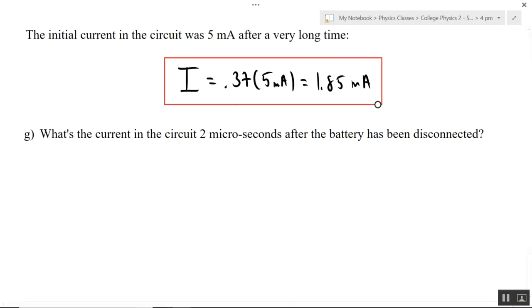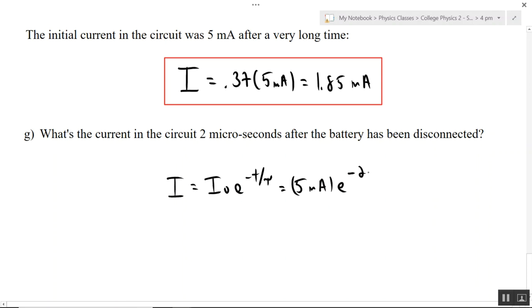So the equation you use if you're not at the time constant is I0 times e to the minus t over tau. So it's 5 milliamps, because that's the current you start with, times e to the 2 over 1.5. So once again, as long as they have the same units, either microseconds, milliseconds, seconds, whatever, they cancel out, which is what you want to have happen, and you can leave it in microseconds. Okay, so this becomes 1.32, so that is less than 1.85, which is what you should get. Right, so that's the current after 2 microseconds.